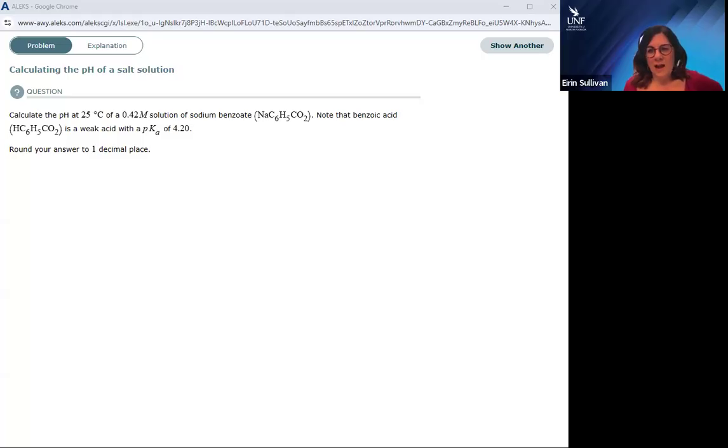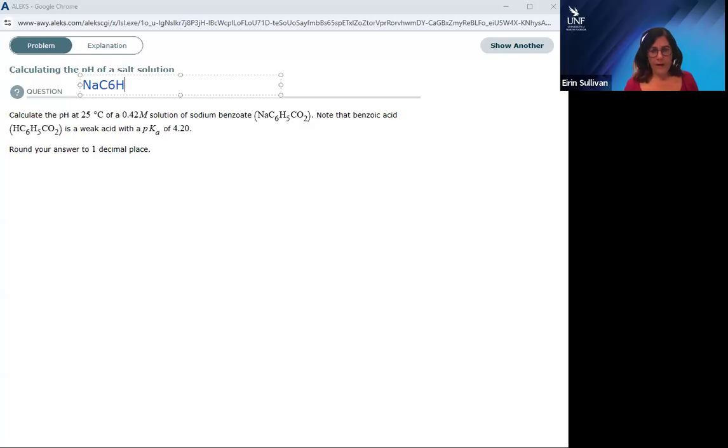Or you could have an anion that is basic, in which case you're just going to base your calculation on a reaction of that basic anion with water. Or you're going to have a cation that is acidic, and you're going to base your calculation on the reaction of that acidic cation with water. Okay, so you got to look at your salt. A salt is going to completely dissociate, providing it's soluble.